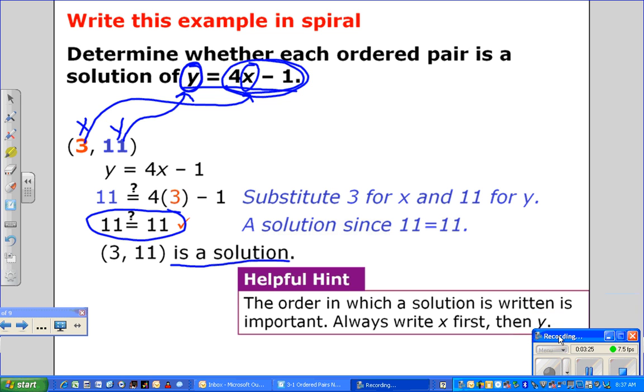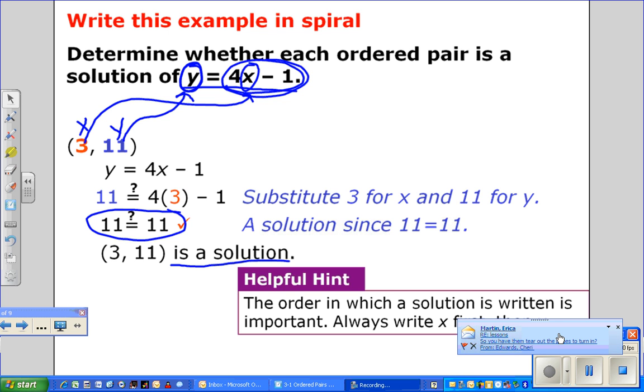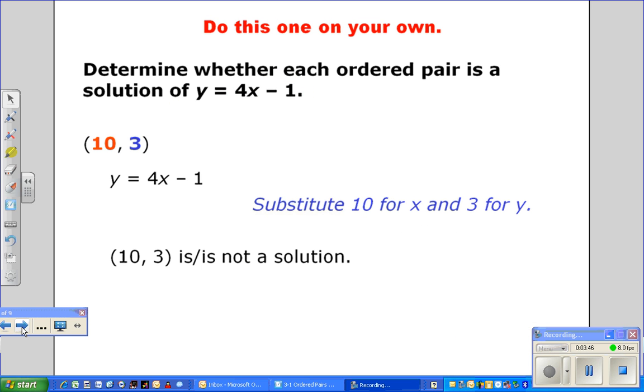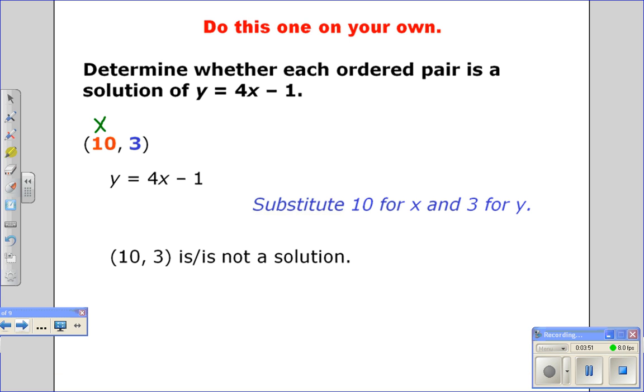Now, just as a reminder, the order in which a solution is written is important. Always write your X first, then your Y. So it is always the X number first, then the Y number. Go ahead and in your spiral, make sure you finish writing that down. That is an example that you need. Then I want you to do this one on your own, following the exact same process. Don't forget that the first number is your X number, the second number is your Y number, and I want you to determine whether this is or is not a solution. So again, pause the video so that you can solve this problem on your own.